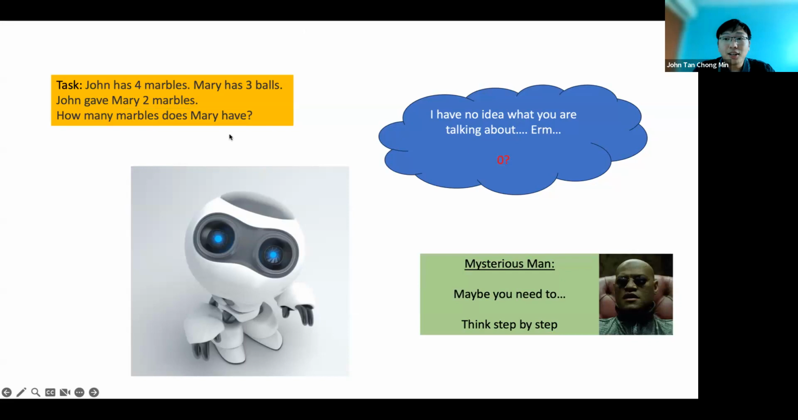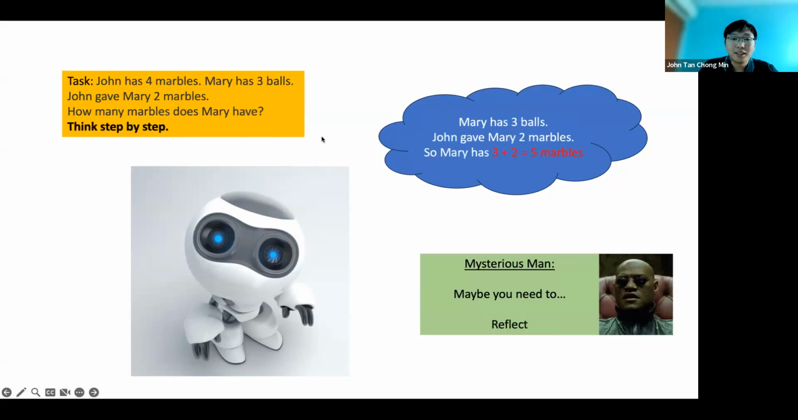Surprisingly, for large language models, you can ask it to think step by step, and it can give a better answer. So we just ask it to think step by step now. And now we can see that it's able to come up with an answer. This is actually the output from ChatGPT, the most recent one. It's able to think step by step now. This robot is saying, yes, Mary starts with 3 balls. Mary receives 2 marbles from John.